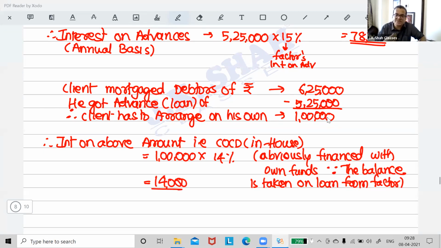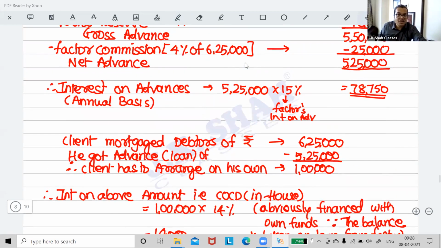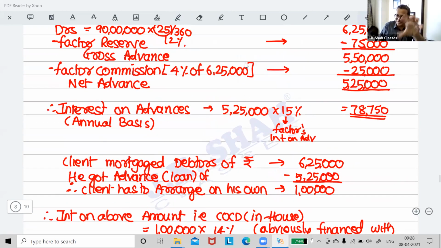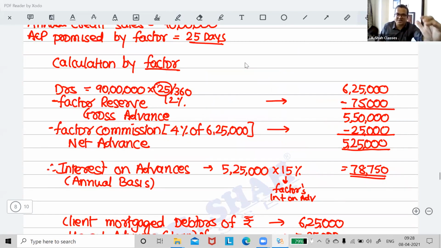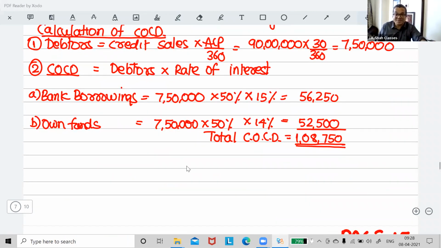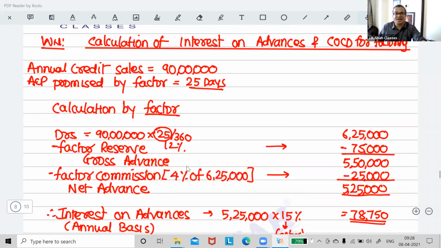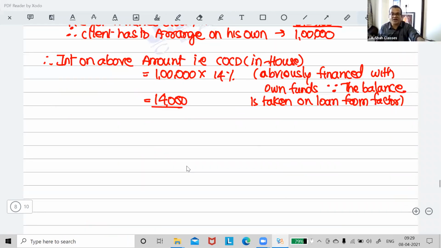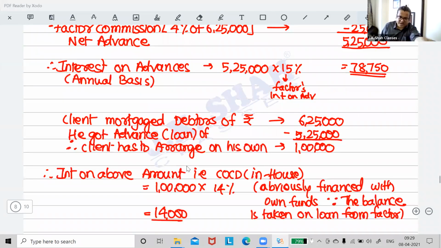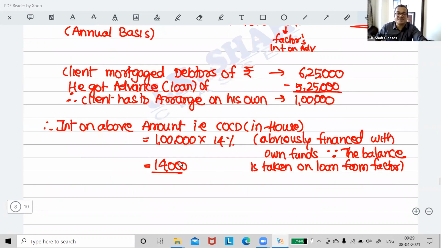You know why I'm writing all this? Because what you have learned in in-house factoring, in in-house collection, we have to do half-half. 50% bank borrowing, 14%, 50% own funds, 15%. And then people start thinking, we will do the same thing here. Half we will borrow. What half will you borrow? Already out of 625, 525 you have borrowed. How will you borrow that? By mortgaging them? No. Already the asset is mortgaged with the factor. So where will you mortgage now again? It is not possible.